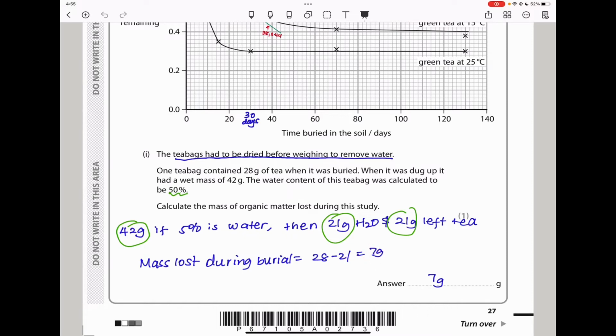And again, I want to go back. Remember here they said the water content of this tea bag was calculated to be 50%. This means that during the drying, after the tea bag was dug up, 50% of the mass, that 42 grams, was water. 50% of 42 is 21, so 21 grams was water. So if 21 grams is water, yet the whole sample was 42, it means 21 grams of tea is left, yet 28 grams were buried. So to get the mass that has decomposed is 28 minus 21, giving us 7 grams. So this should be the answer.